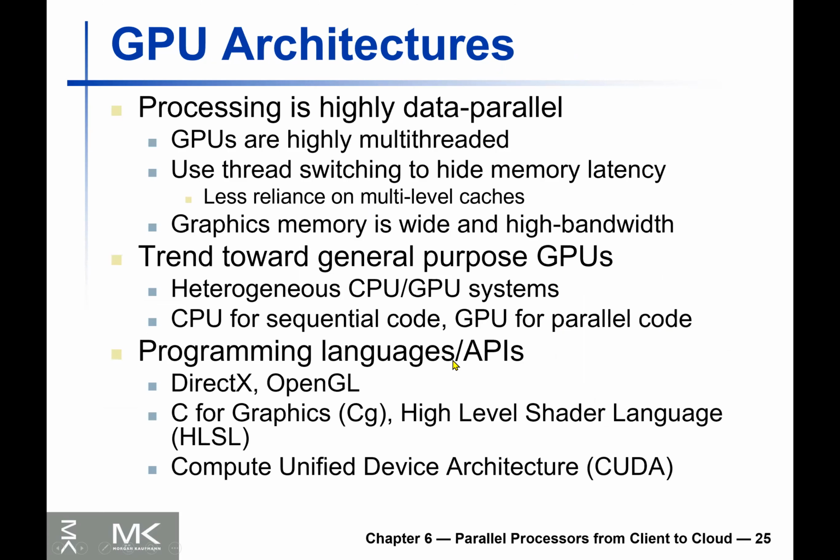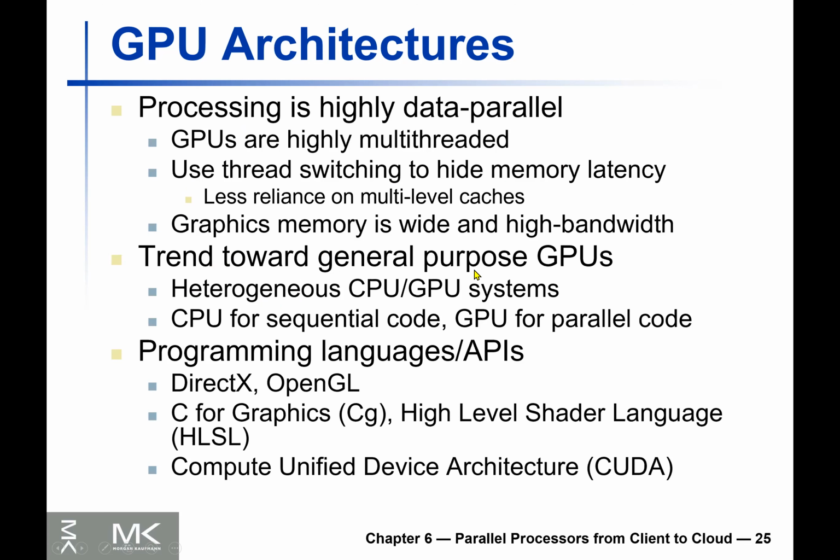When we use the GPU, as I said, for graphics purposes and to execute smaller tasks at the same time, or simultaneously, processing is highly data parallel. GPUs are highly multi-threaded, so many threads at the same time. They use thread switching to hide memory latency. If I ask you about the advantage of using a GPU, you can say: use thread switching to hide memory latency, and graphics memory is wide with high bandwidth. So these are the advantages.